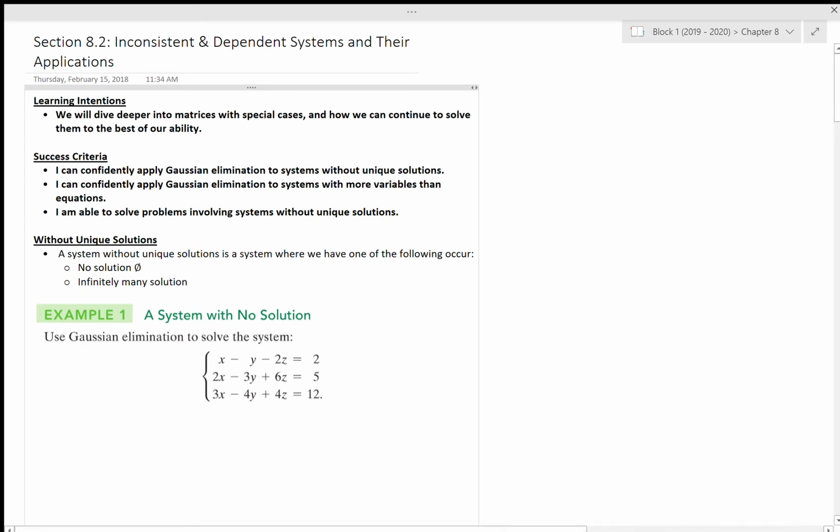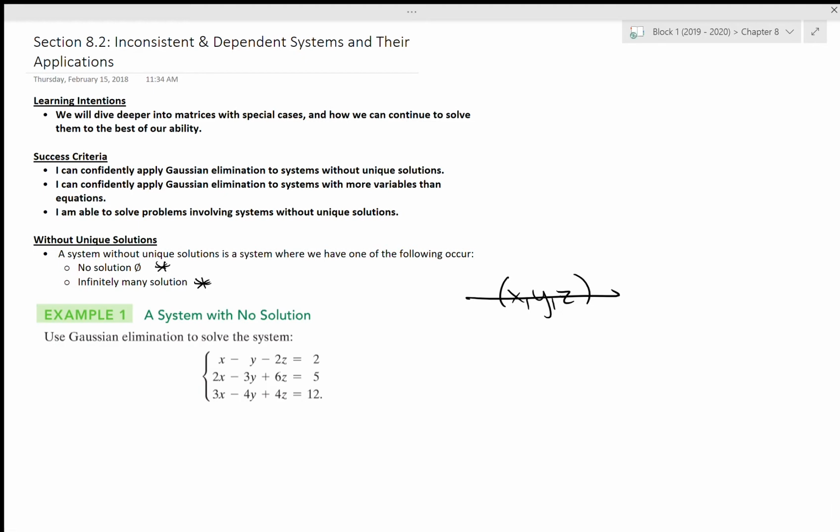Okay, so this is going to be section 8.2. We're going to be solving systems that have special cases, so we're not just going to get a simple X, Y, Z type of answer. We're not going to be getting that here, okay? We're going to be getting things like no solution or infinitely many solutions. However, you'll notice that with infinitely many solutions, it's not just writing infinitely many solutions. There's actually a different way in which we're going to write our final answer.